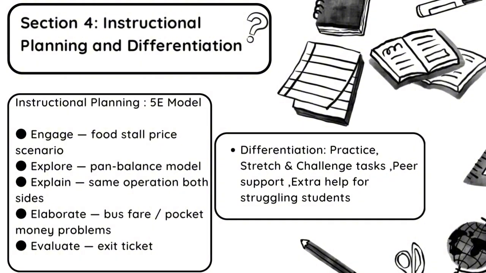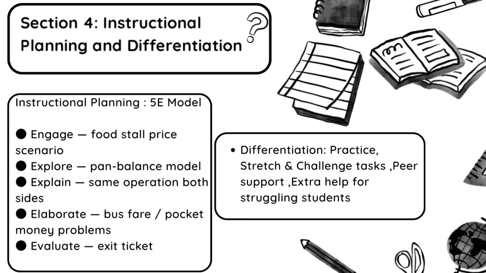Okay, the next is elaborate. In mixed ability pairs, students apply the method to 2 or 3 new real-life problems, which is working out bus fare or pocket money scenarios. And the last one is evaluate. One short exit ticket: one equation to solve and one sentence explaining why they think that.